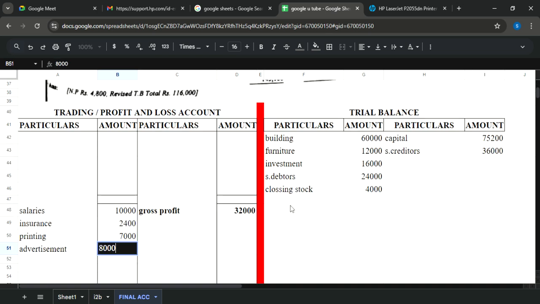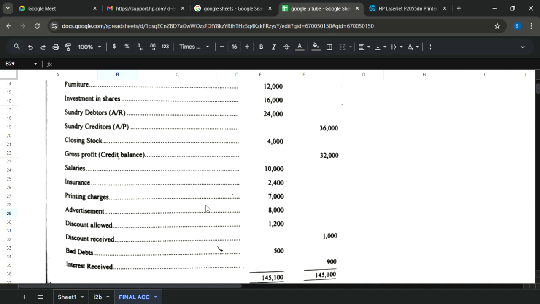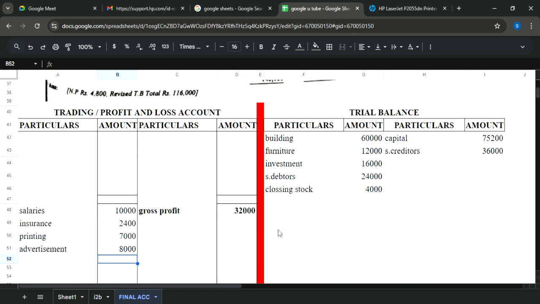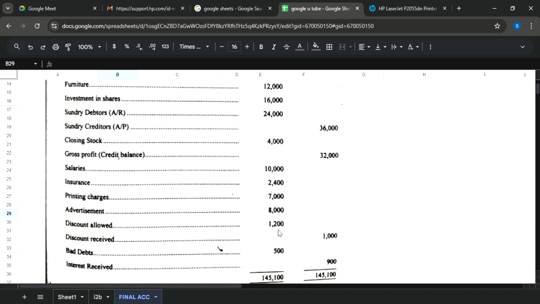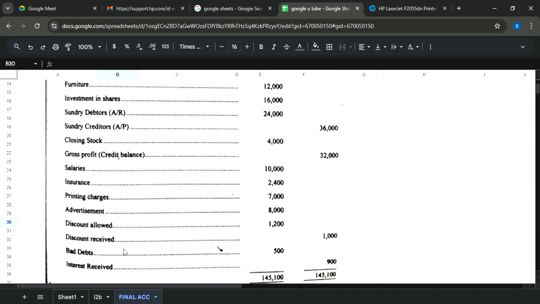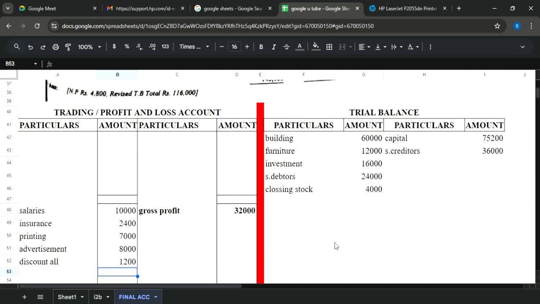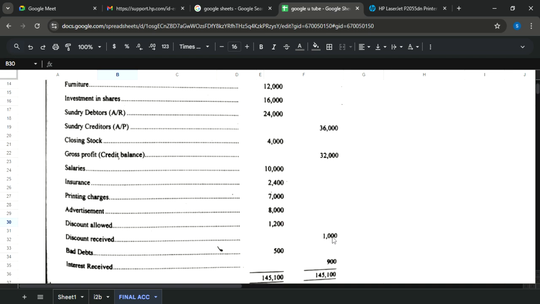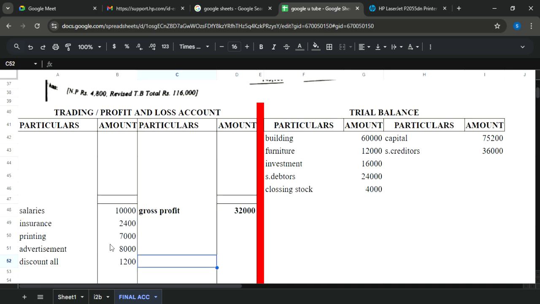Post 8,000 over here. Then we have discount allowed. Yes, it's an expense since you are giving discount. Discount allowed amount is 1,200. Post 1,200 over here. After which we have discount received. This is, please note, written on the credit side and it is received, so it would be our income.